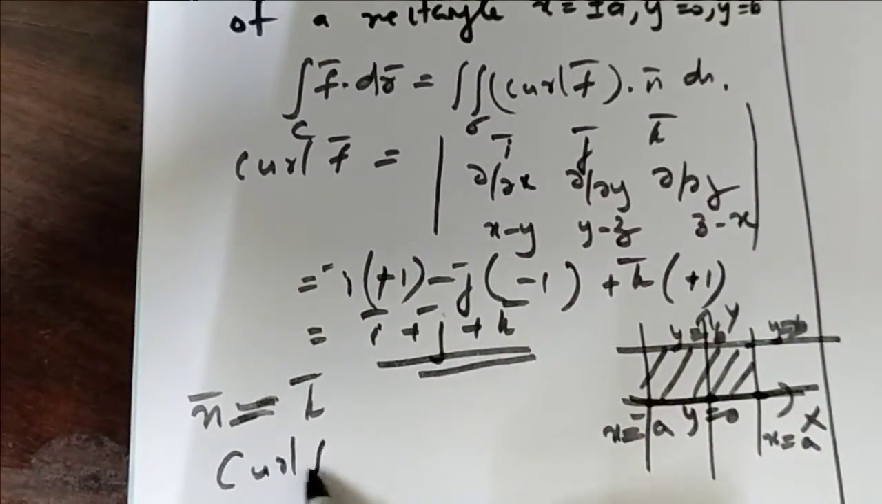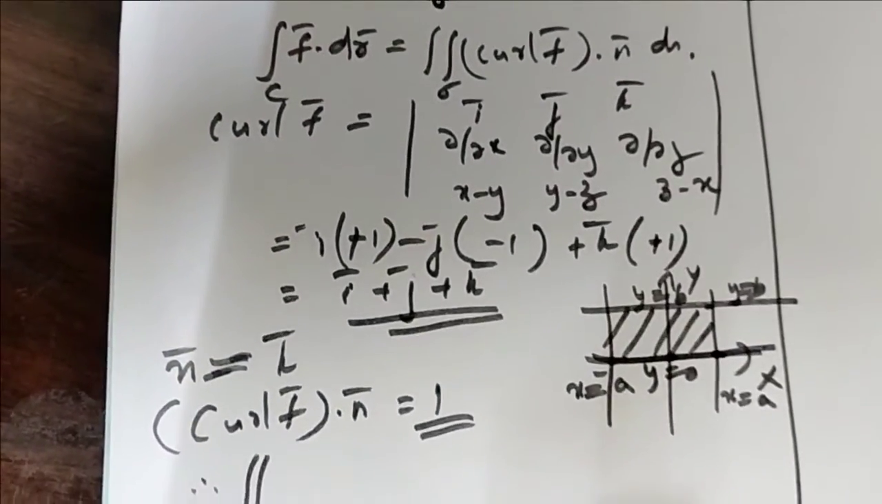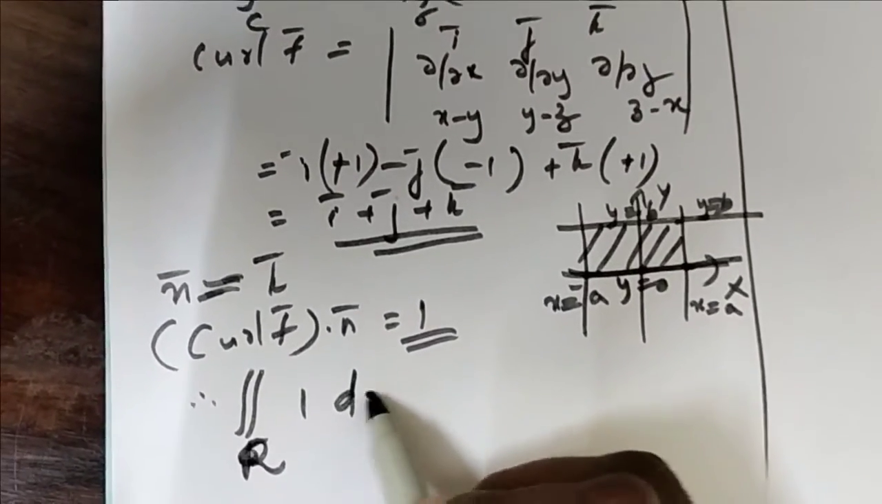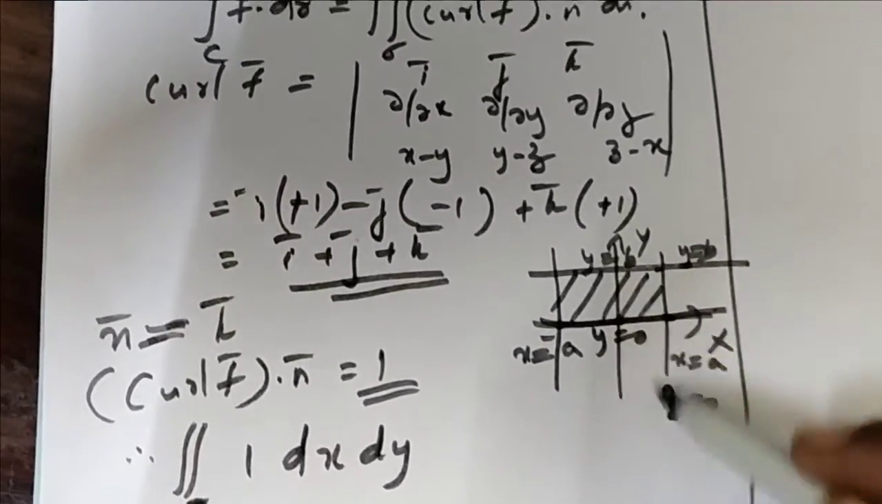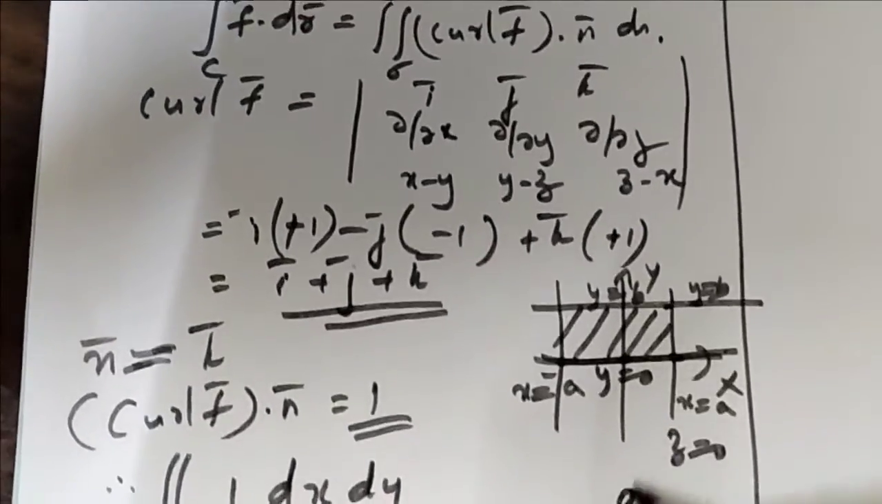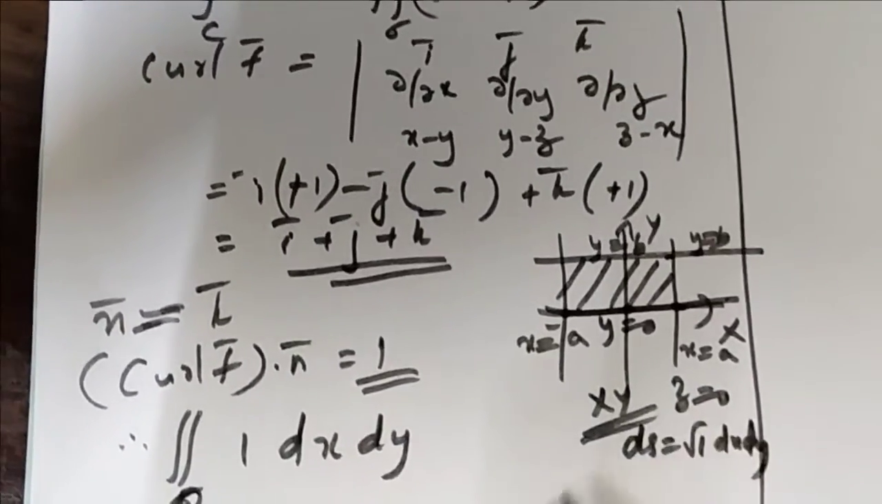So curl f dot n is 1. Okay, so the double integral over sigma is the double integral over R of 1 dx dy, because here z is 0, the surface is in the xy plane, meaning there is no third direction. So ds will be root of 1 dx dy, because we are working on the xy plane.